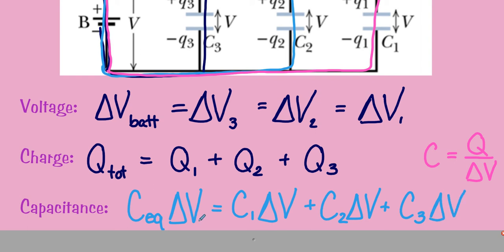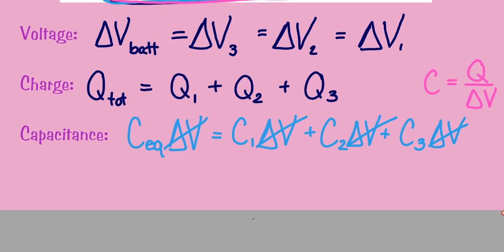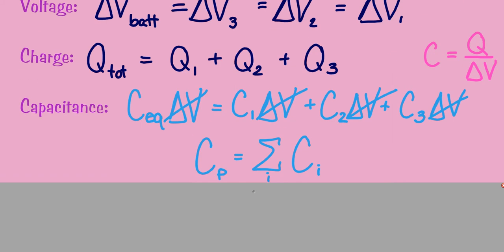Now notice that I didn't put any subscripts on my delta V's, and that's because we know that they're all the exact same. And if I have things that are all the exact same in my equation, I can divide both sides of the equation by that value. This lets me know that my equivalent capacitance can be calculated by the sum of the individual capacitors. On your equation sheet, this is written as Cp equals the sum of Ci. This is an equation that's on our equation sheet, so we're able to use it. But I wanted you to understand why that equation is true. We're going to go through the exact same concepts for series.